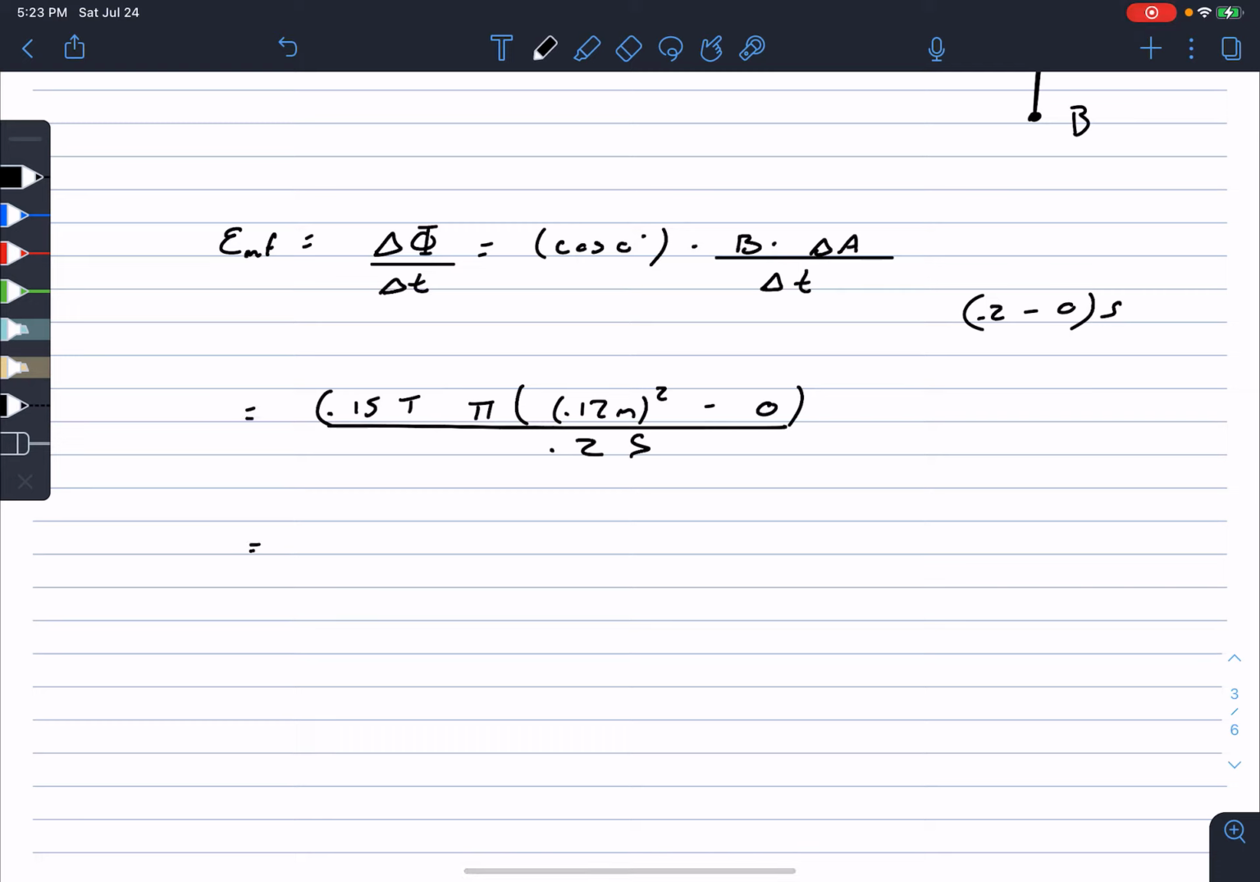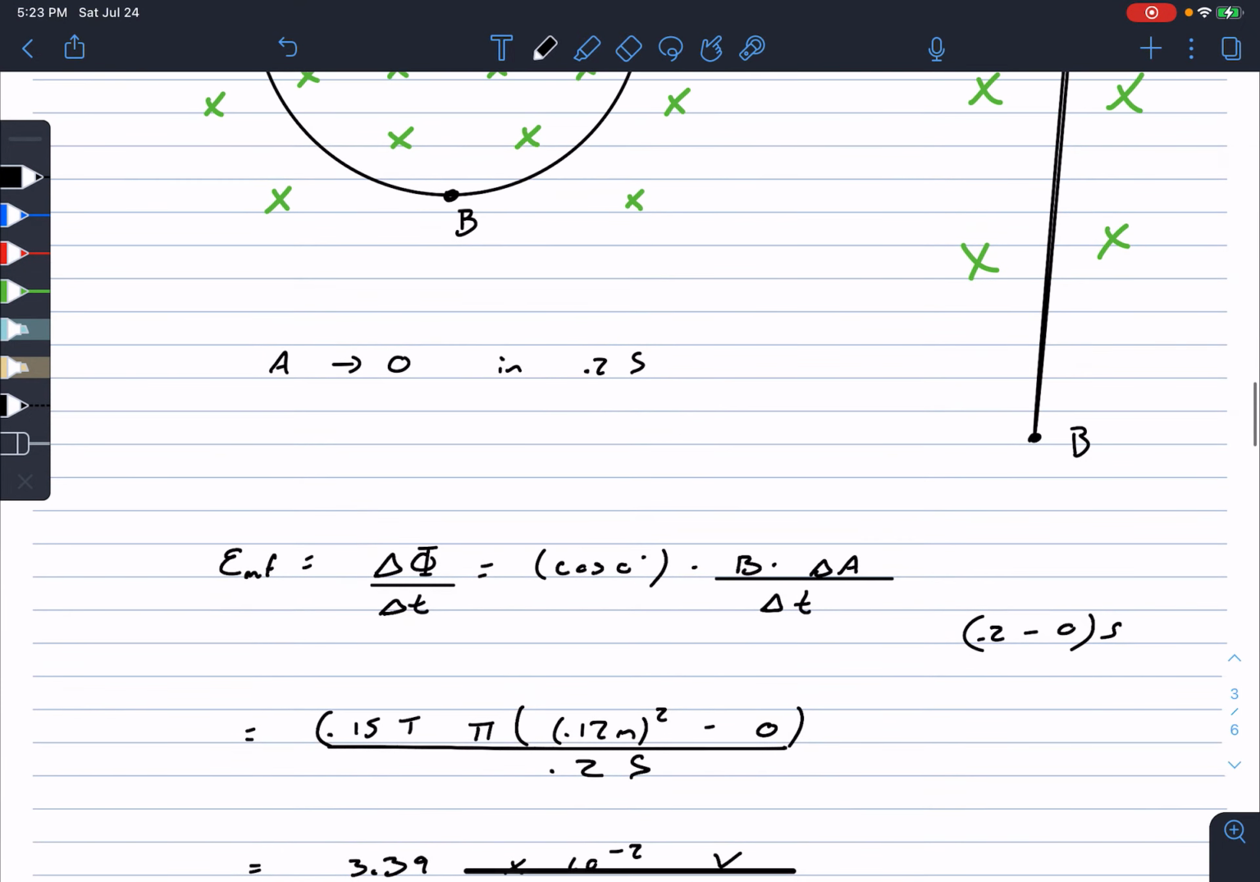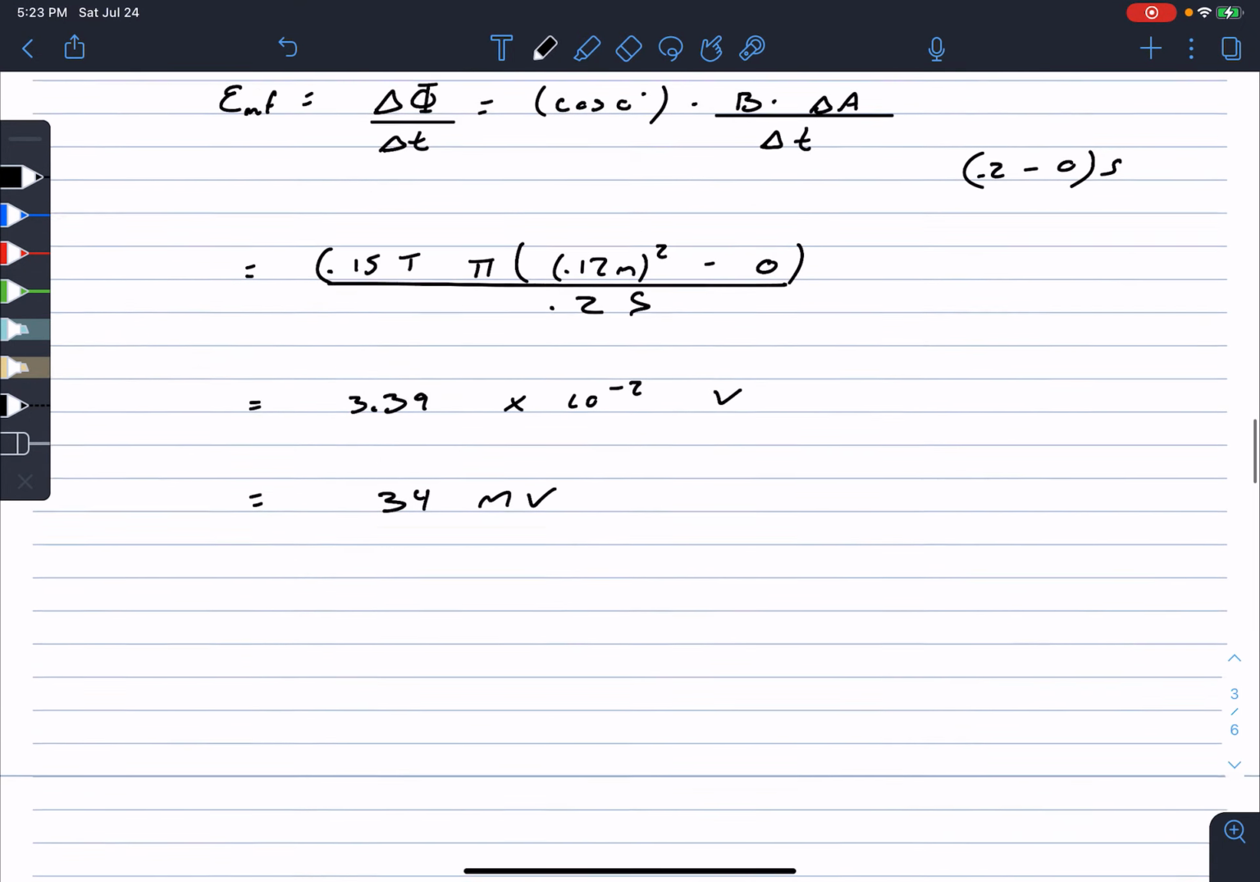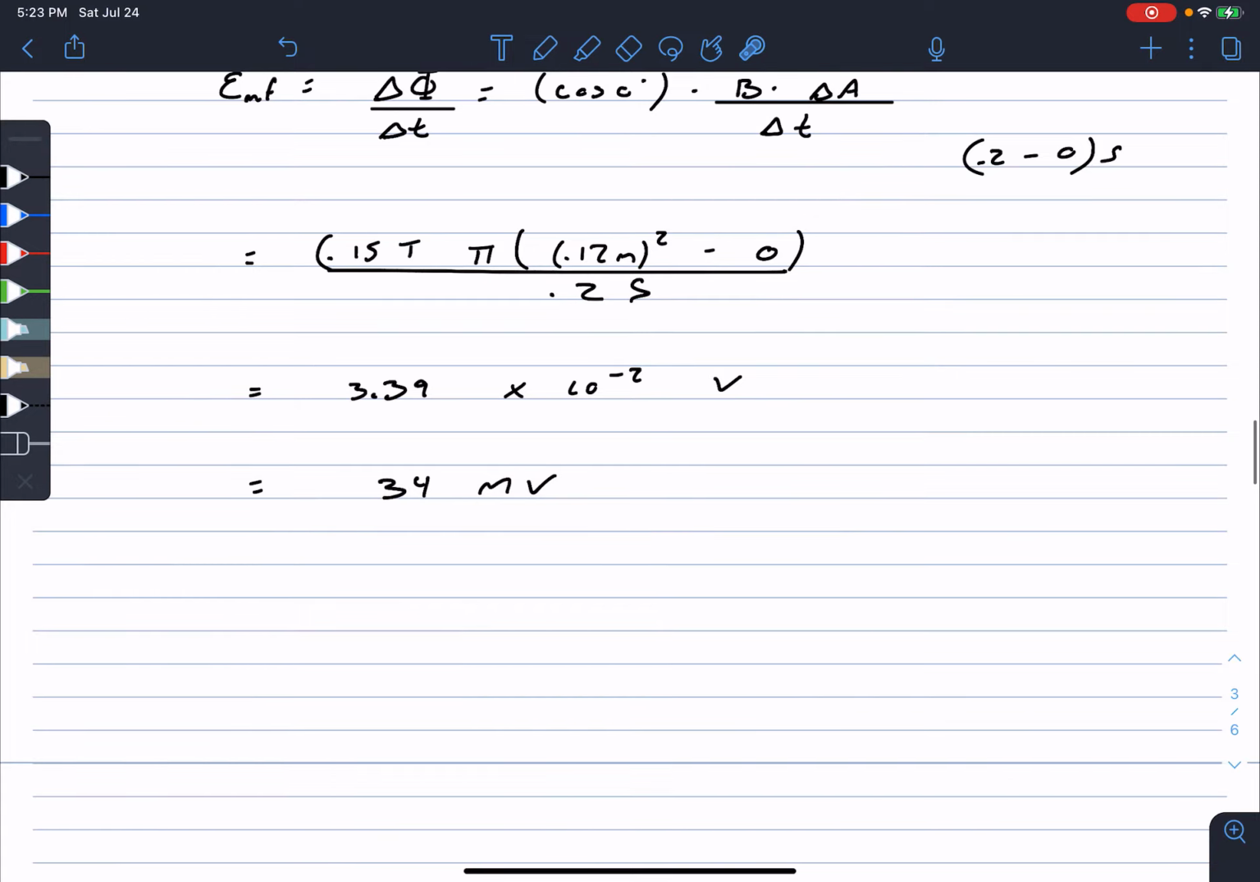So that's pretty much it. And we just plug it in and we get a value of 3.39 times 10 to the negative 2 volts. Right? And that gives us about 34 millivolts. Okay? We'll just go ahead and do the next one because these are all pretty short problems.